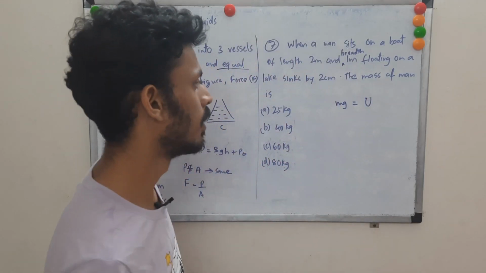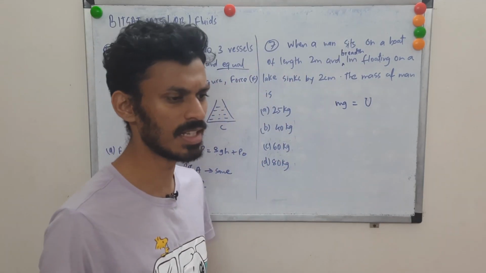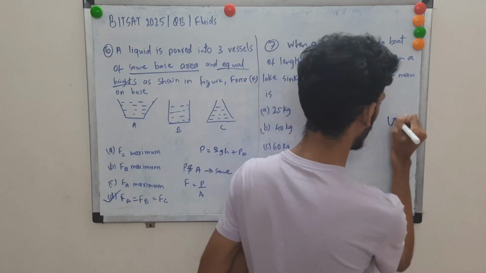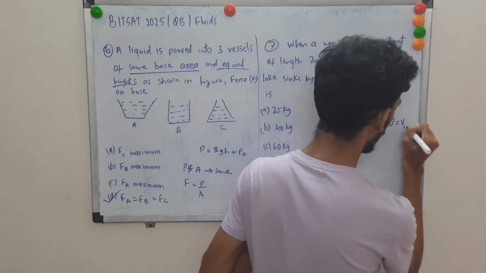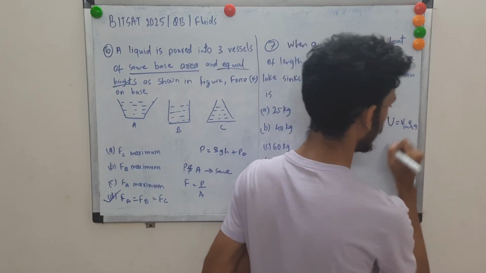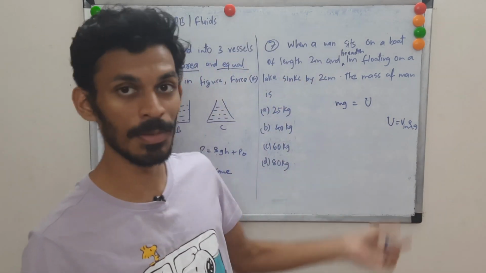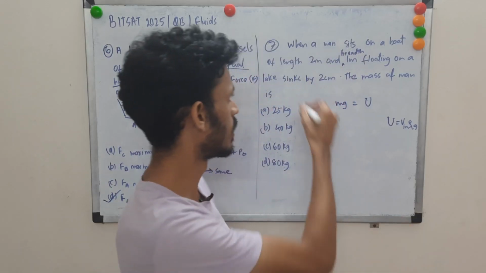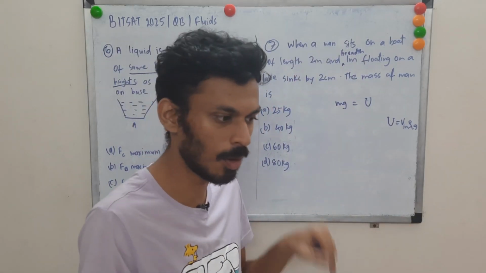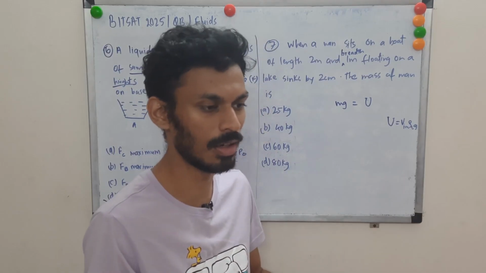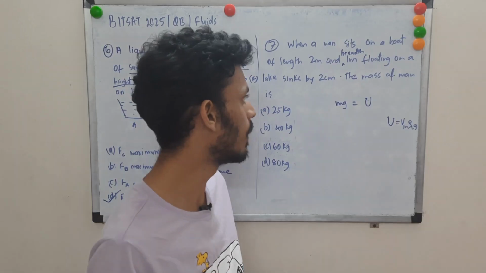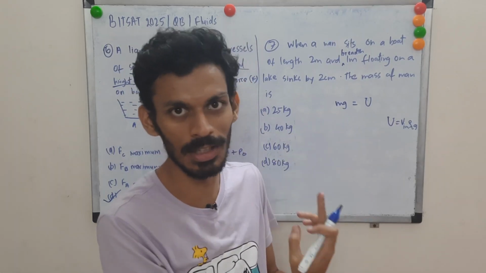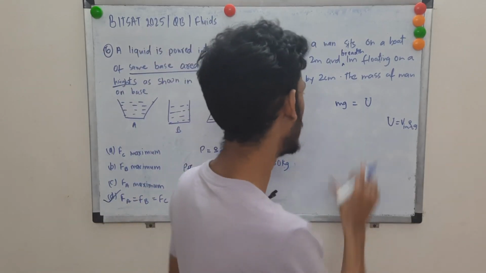More mass will sink and you'll have a greater upthrust force, right? What is upthrust? Upthrust is the volume immersed, rho L and g, right? I told you. So the volume immersed is increasing, right? When the man steps on, the boat sinks by 2 centimeters. So the volume that is immersed inside the water increases, so upthrust also increases. So mg is balanced by the upthrust. Okay, so this is maintained.